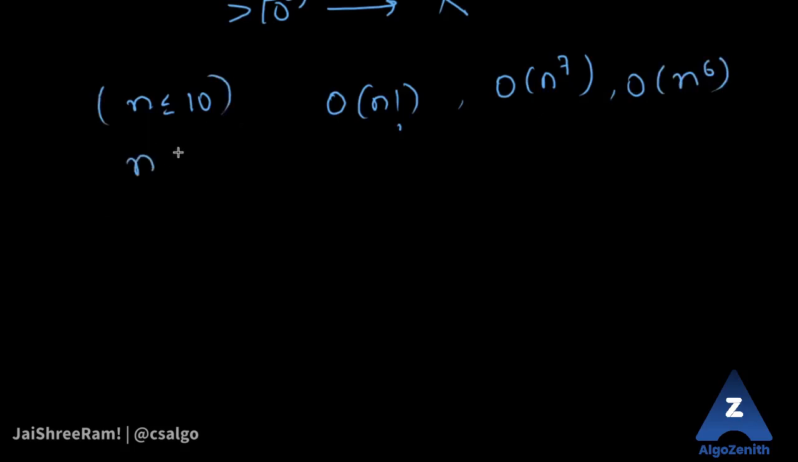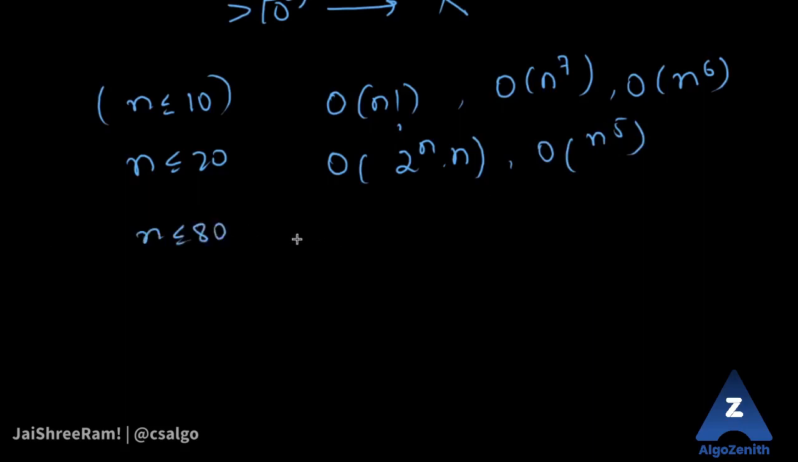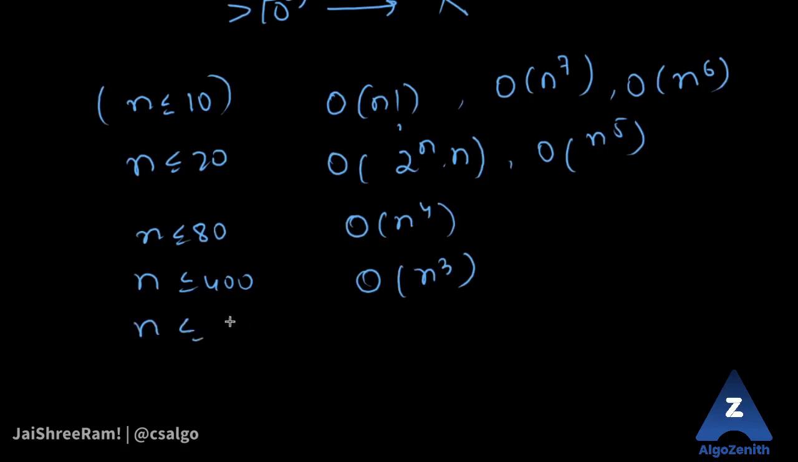If n is less than or equal to 20, you can even code solutions like 2 to the power n multiplied by n, or order n to the power 5, because if you put 20, you will see that this is within our range. If n is less than or equal to 80, order n to the power 4 should be sufficient. If n is less than or equal to 400, order n cube is sufficient. If n is less than or equal to like 7500, even then order n square works.